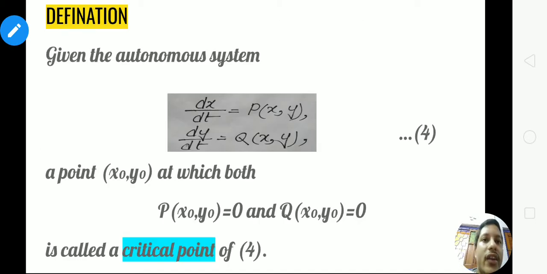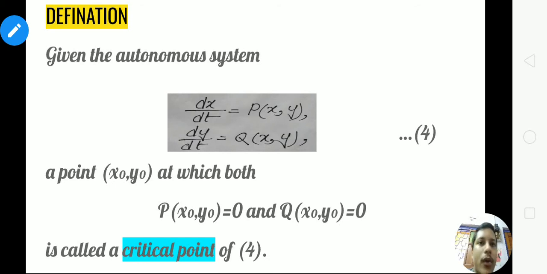Definition: given the autonomous system dx/dt = P(x, y), dy/dt = Q(x, y), a point (x0, y0) at which both P(x0, y0) = 0 and Q(x0, y0) = 0 is a critical point of 4. So here is the definition of a critical point.